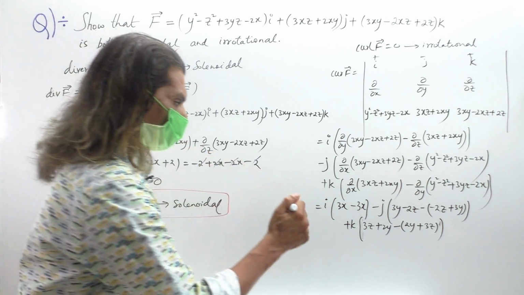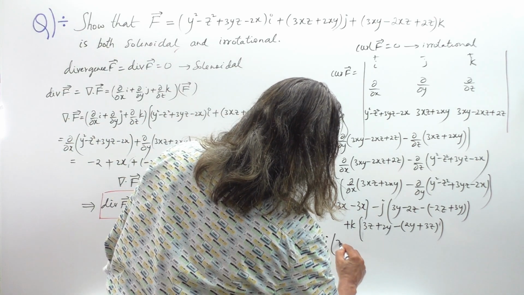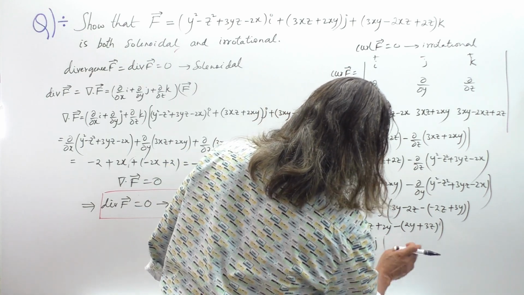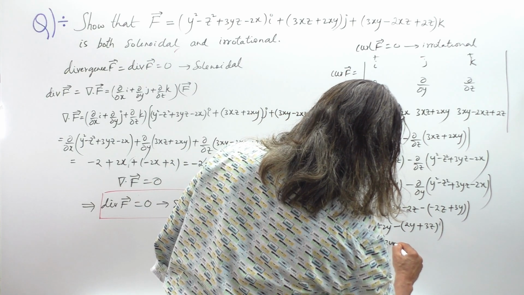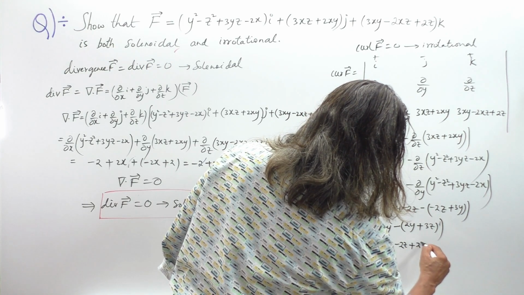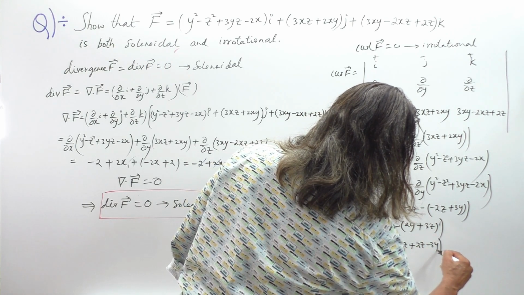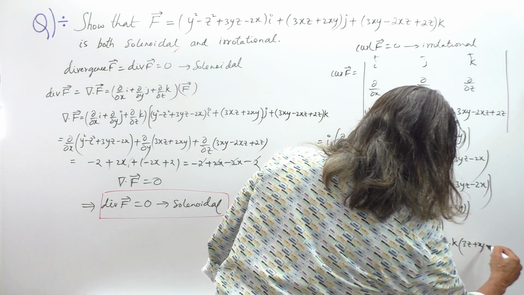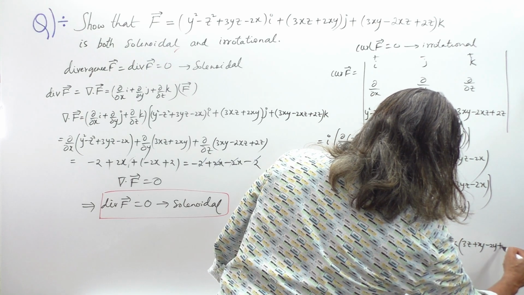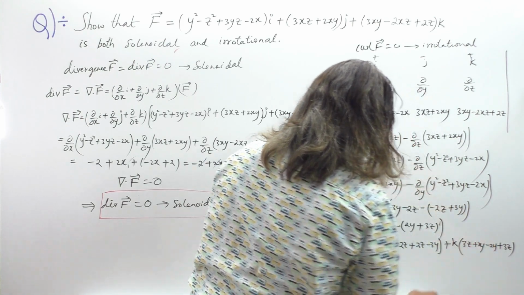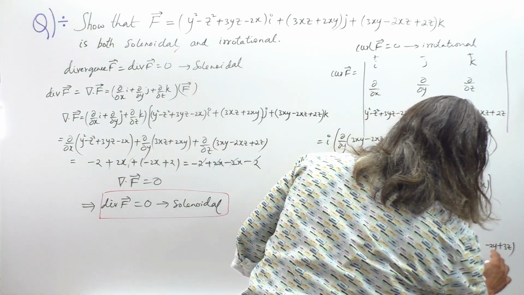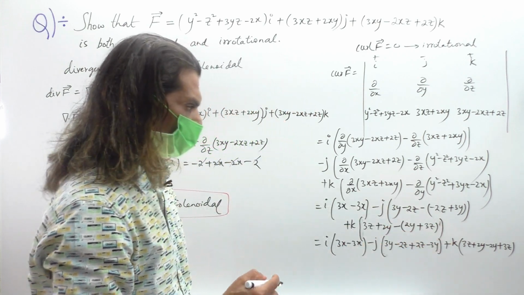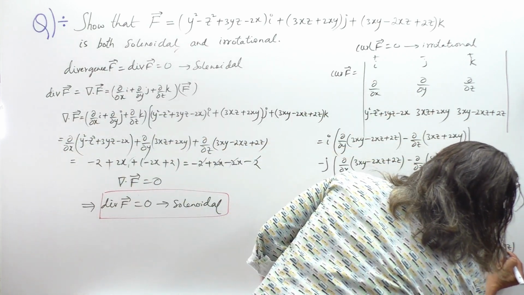So let's open the bracket and see what happens. So this will be i into 3x minus j into (3y minus 2z plus 2z minus 3y) plus k into (3z plus 2y minus 2y plus 3z). Am I right? 3z plus 2y minus 2y plus 3z, minus 3z.